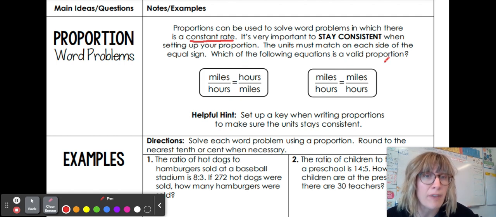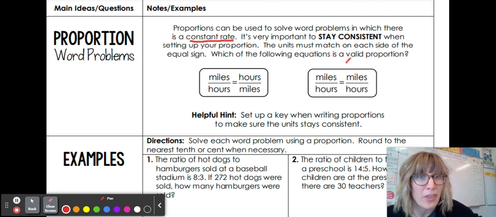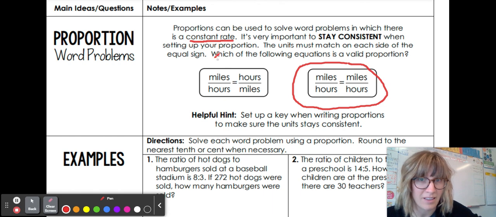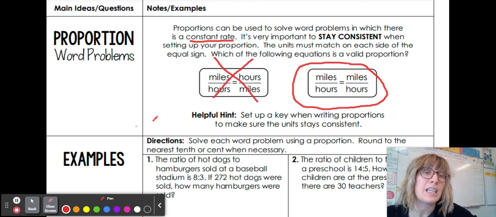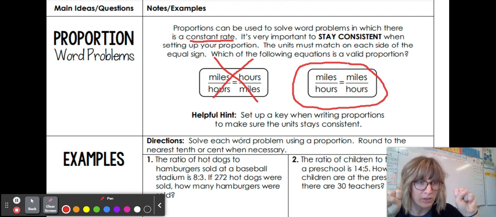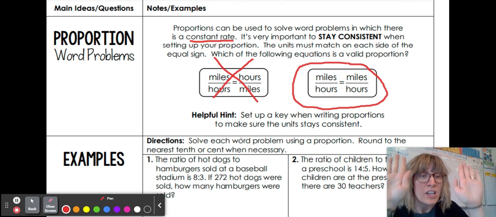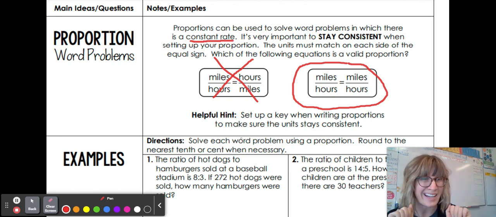So, which of the following equations is a valid proportion? Is it true that miles to hours is the same as hours to miles? Is it the same that miles to hours is the same as miles to hours? Well, again, it might seem really obvious, right? But this is equivalent. This is not equivalent. So it can be really helpful to set up a key when you're writing your proportions to make sure you have miles to hours, or whatever it is that you're comparing, so that you can keep nice and tidy on each side of your equal sign.